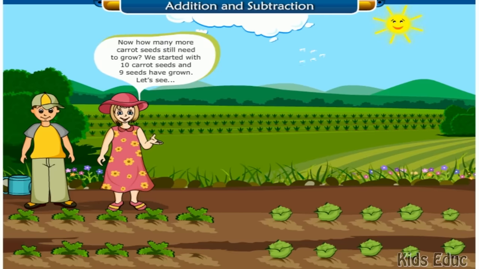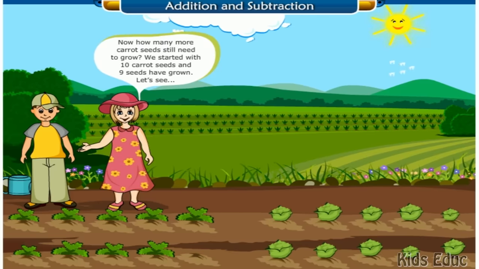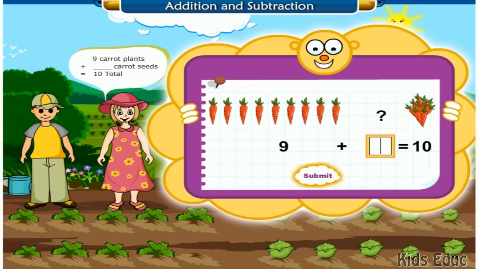Now how many more carrot seeds still need to grow? We started with 10 carrot seeds and 9 seeds have grown. Let's see. 9 carrot plants plus carrot seeds equals 10 total.